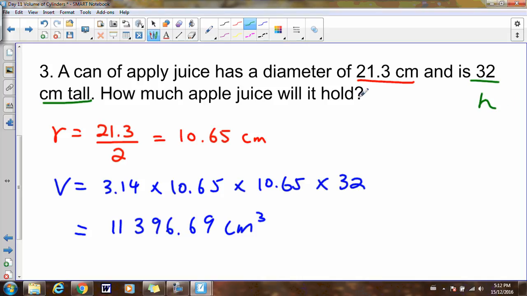And the important thing to note here is that they tell you that it's 32 centimeters tall. That's telling you the height. If they give you the diameter, they're giving you the value of d. Remember, to find the radius, you always need to take the diameter divided by 2. Okay, so in this case, that's how we found the radius to be 10.65 centimeters.